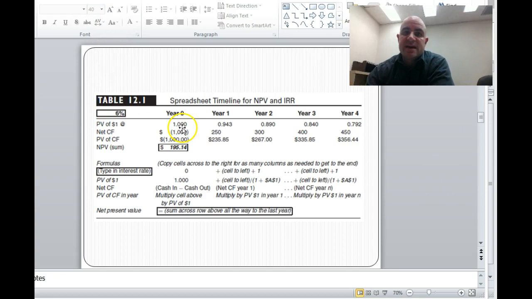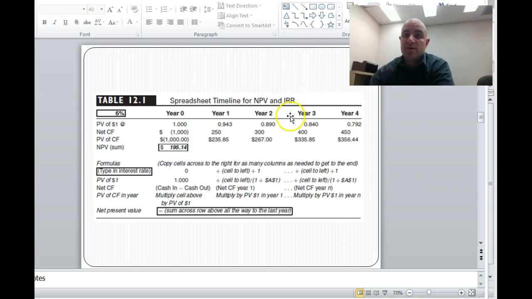And so that means that $1 in year 1 is worth 94.3 cents today. $1 in year 2 is worth 89 cents today. Year 3, $1 is worth 84 cents today, and so forth. And so when you factor that in, that $250 in year 1 is worth $235.85 today. The present value of $250 is $235.85.